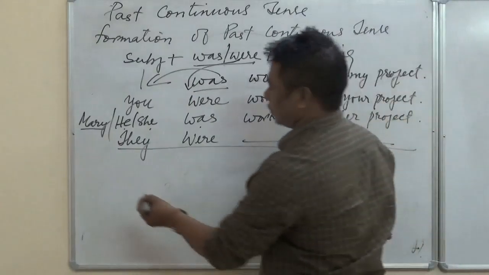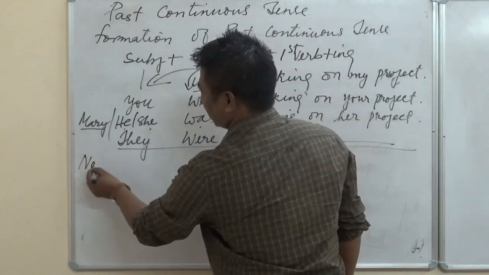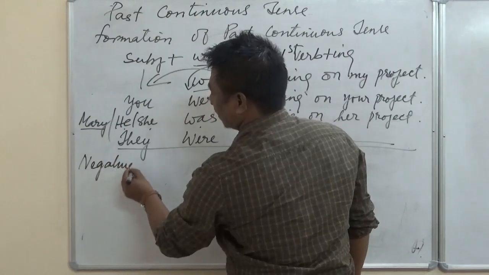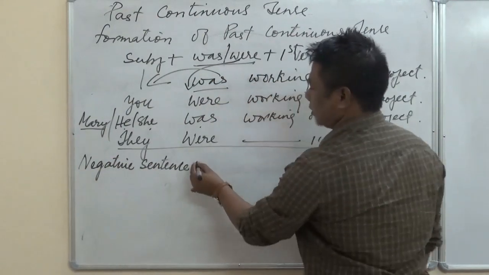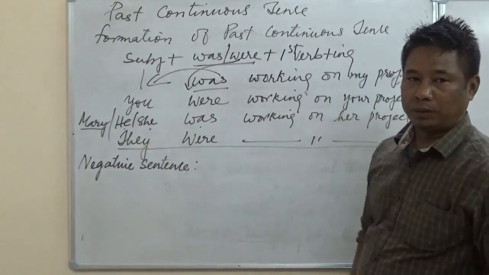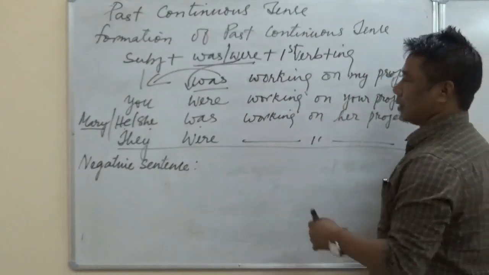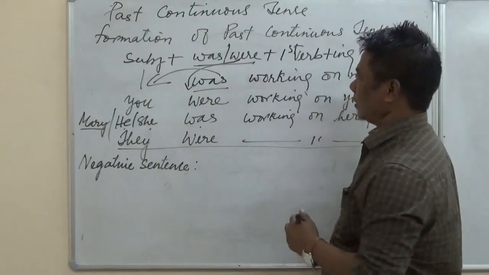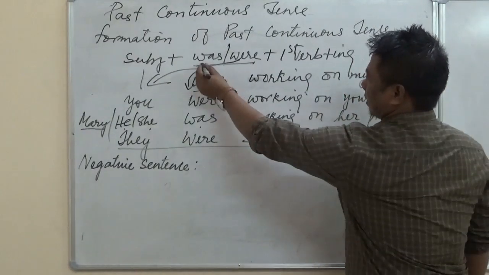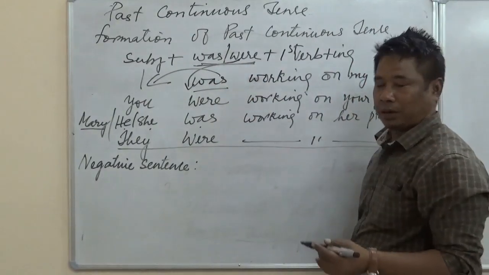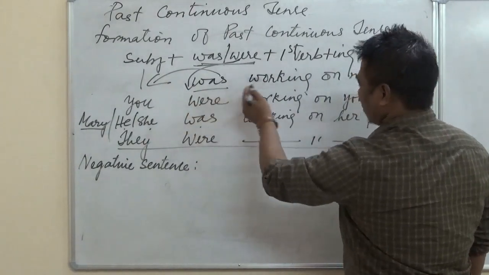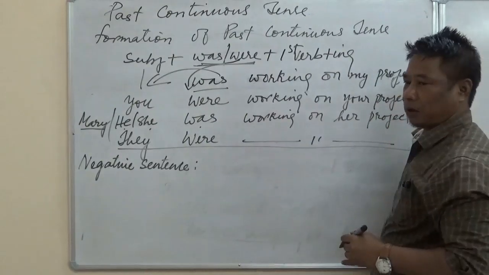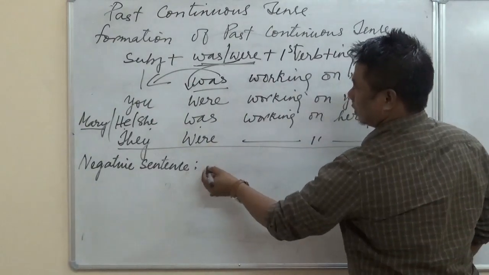So how to form a negative sentence? For a negative sentence, as in simple tense, we put not after the auxiliary verb. I was working on my project becomes: I was not working.